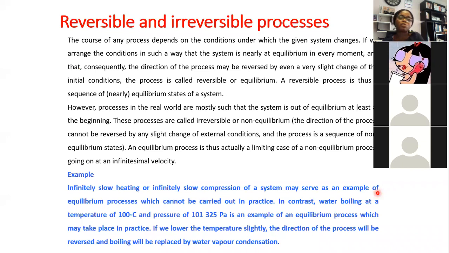Reversible and irreversible processes. The course of any process depends on the conditions under which the given system changes. I've talked about this. So these processes are called irreversible. So you can read this up, reversible and irreversible processes.